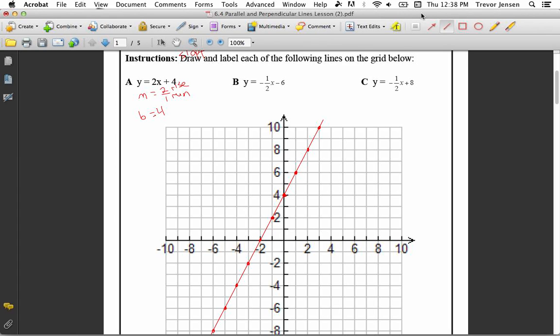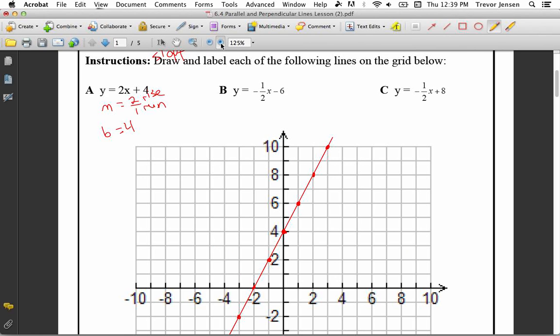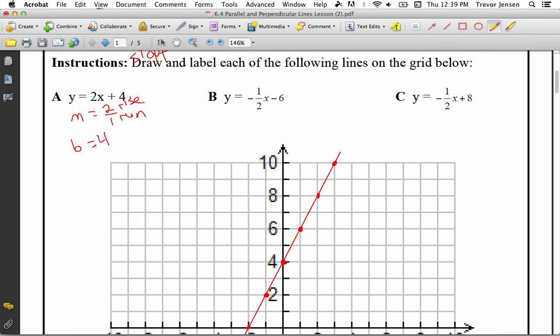If you have a negative slope, like line B here, we know this line is actually going to slope down to the right. Okay, let's graph this line. So this line, line B, has a slope of negative 1 over 2. So I'll just jot that down. The slope is negative 1 over 2.